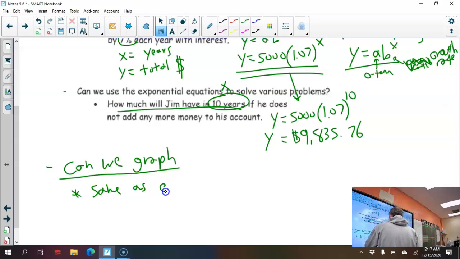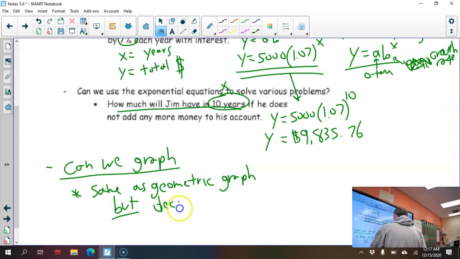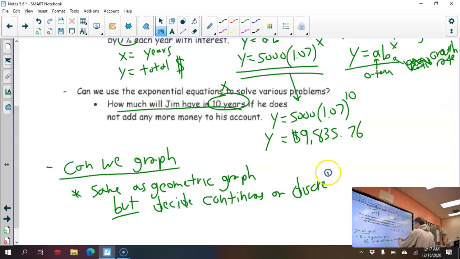same as geometric graph, but decide continuous or discrete. And that continuous or discrete will depend on what your variables represent. Do fractions make sense or do they not make sense? But if you're just graphing a general equation, always continuous.